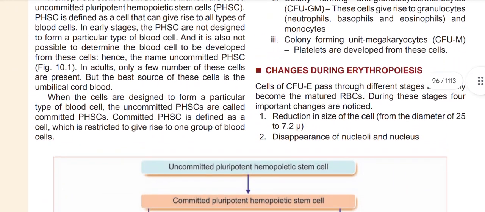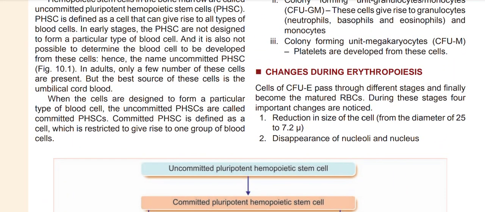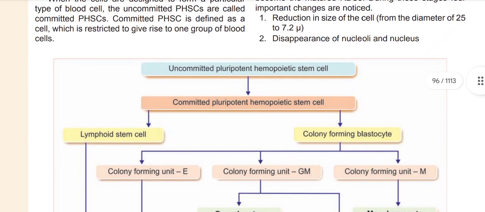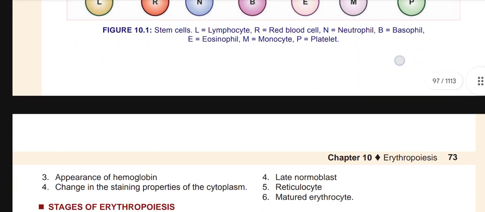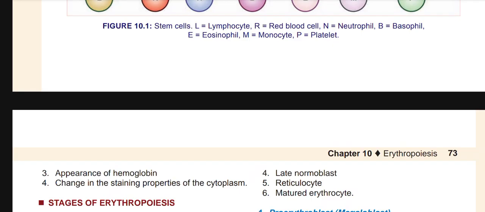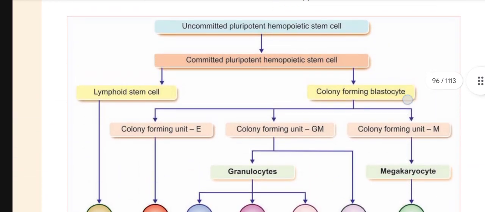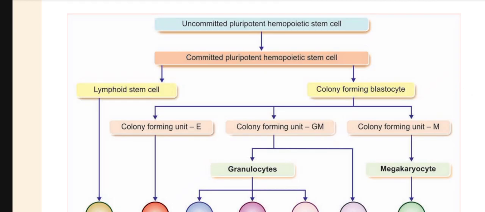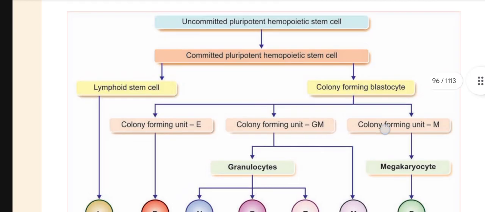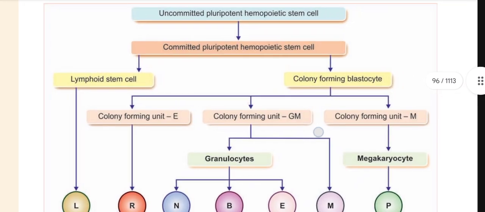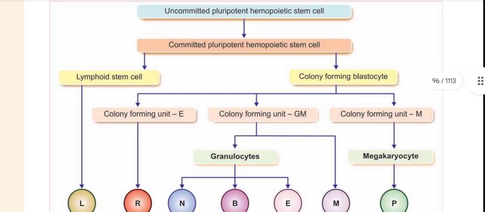So what are the changes? One is reduction in size of the cell, one is disappearance of nucleus and nucleoli, one is appearance of hemoglobin, and another one is change in staining properties of the cytoplasm. Now let's have a look. Uncommitted pluripotent hemopoietic stem cell to committed pluripotent hemopoietic stem cell.